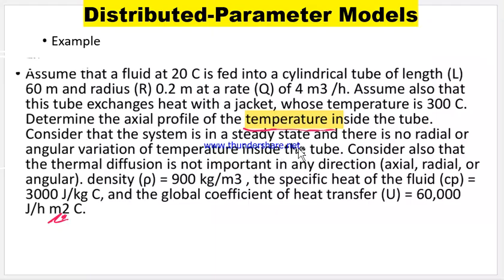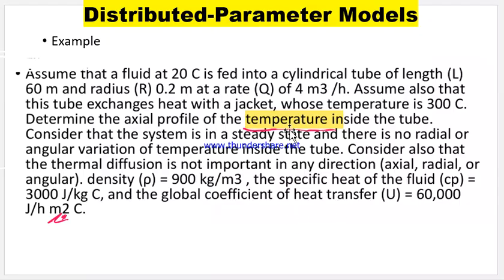Consider that the system is in a steady state and there is no radial or angular variation of temperature inside the tube. Consider also that thermal diffusion is not important in any direction. Density is 900. The specific fluid heat is 3000 and the global heat transfer coefficient is 60,000 joule per hour meter square degree Celsius.